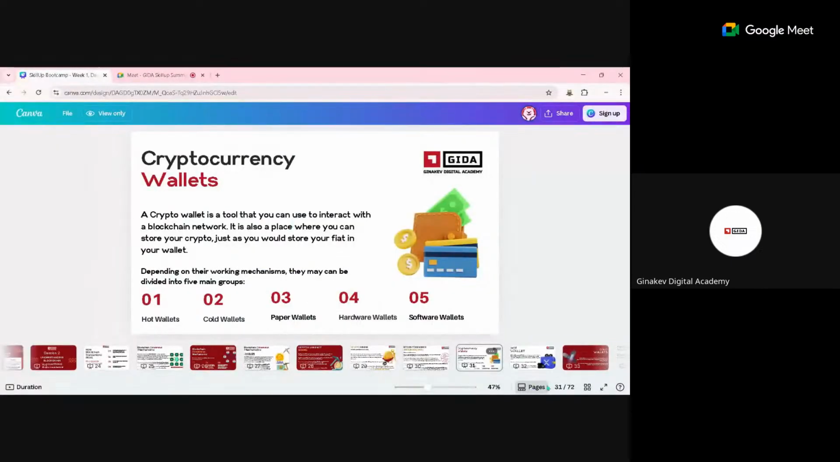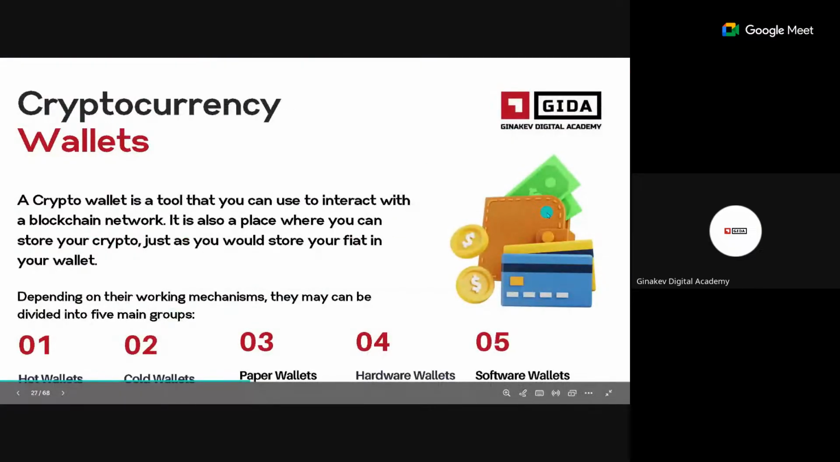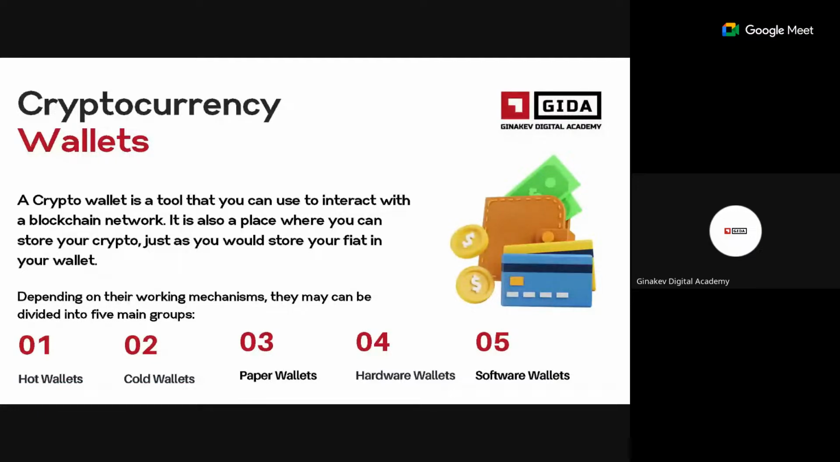So the next is cryptocurrency wallets. For those of you who are writing, cryptocurrency wallets.